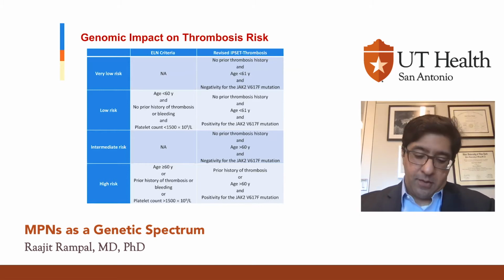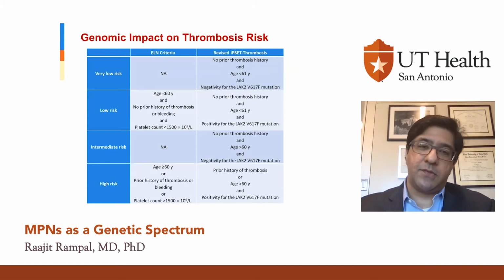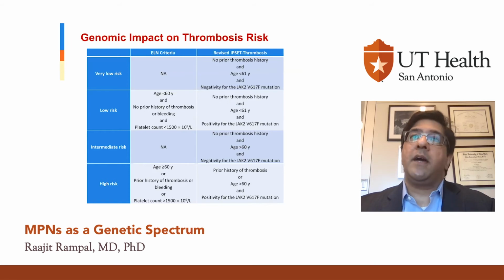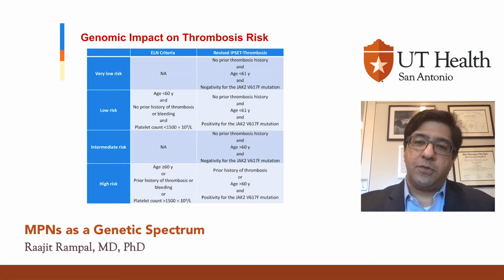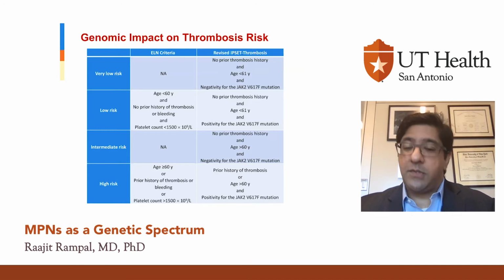And our traditional management approach had been to give cytoreductive therapy to patients with ET who are high risk. But now, with the advent of these genomic findings, we've begun to modify and further stratify patients' risk. And so now we have categories such as very low risk, where it may be reasonable not to even give aspirin, as well as intermediate risk, which really pertains to the non-JAK2 mutant patients who are over the age of 60 but have never had a thrombotic event. And these patients who historically may have been given cytoreductive therapy really no longer require cytoreductive therapy.